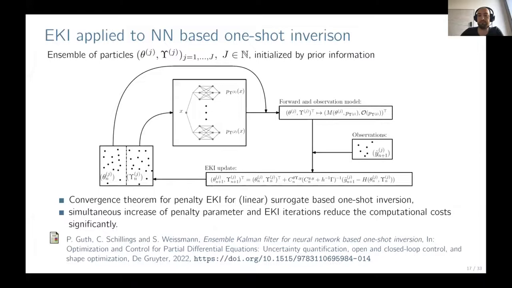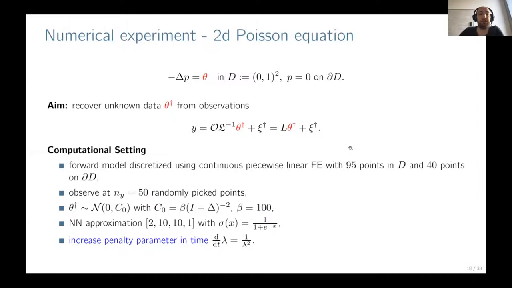And just to show you a short experiment on this, we just had this 2D Poisson equation. So it's a linear forward model where we want to recover the right-hand side. And we include some noise on this. On the next slide, you see the observation points. And now we discretize our forward model. We observe 50 randomly picked points. Our prior information or the underlying ground truth is given by some Gaussian random field.